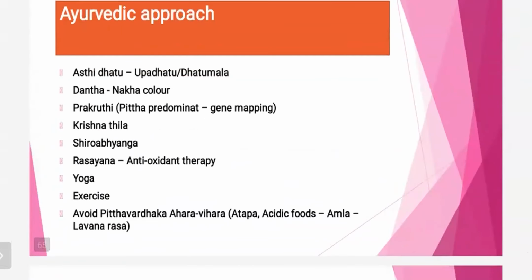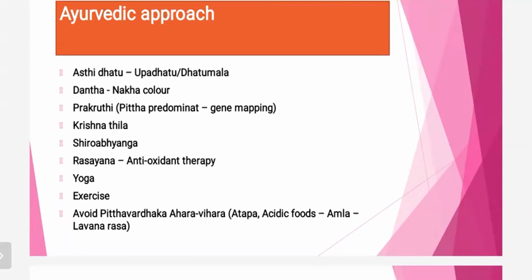So in the Ayurvedic approach, we are treating the case based on the Samprapti in the Asthidhatu. That means the upadhatu or dhatumala of Asthi is the Kesha. So the danta, nakha, color. When we go through the modern part, the danta and the nakha are the upadhatu of Asthi. So keratin is the base material of the hairs as well as the nail. Both have keratin, but the keratin in the scalp is converted into hair, and melanin pigments will blacken that area.